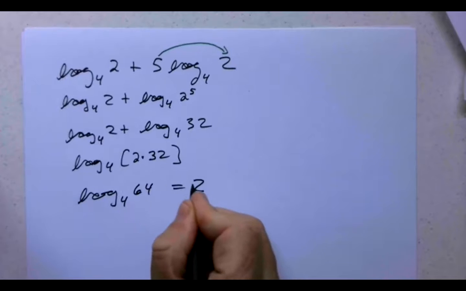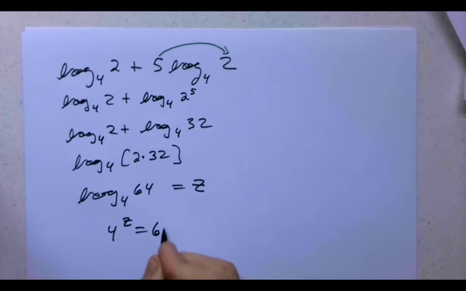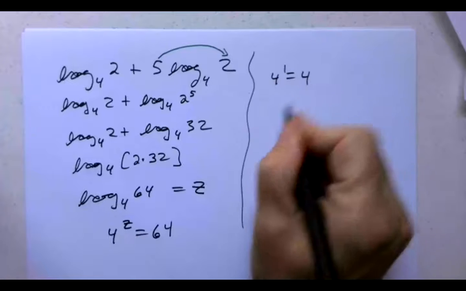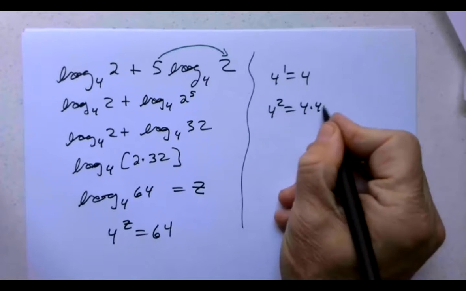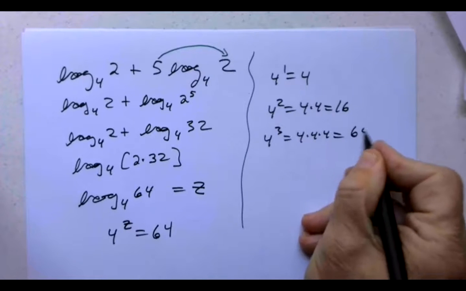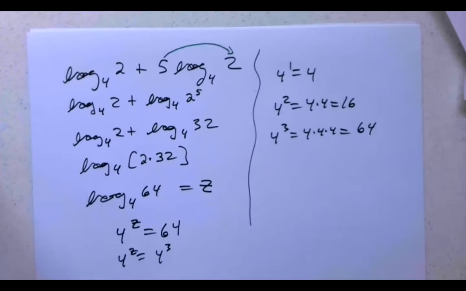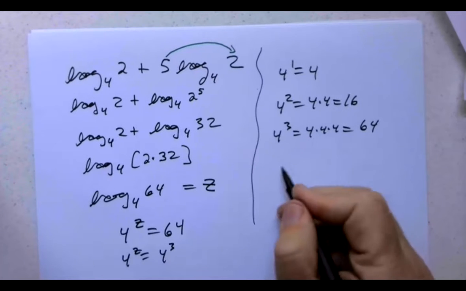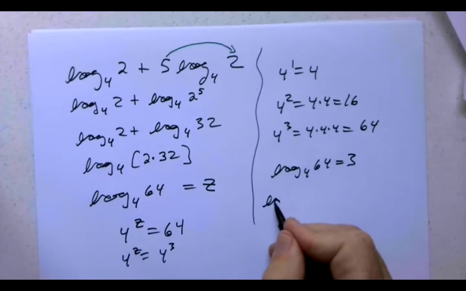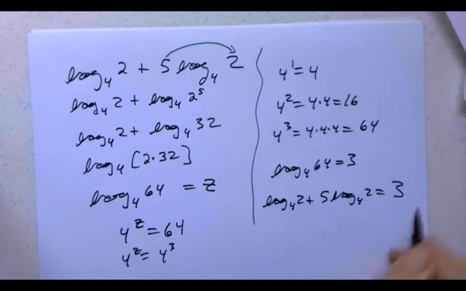I will say that equals z. So I get 4 to the z equals 64. Let us look at our powers of 4. 4 to the 1 is 4. 4 to the 2 is 4 times 4, which is 16. 4 to the 3 is 4 times 4 times 4, which is 64. So I get 4 to the z equals 4 to the 3rd, so z equals 3, which means log base 4 of 64 is 3, which means log base 4 of 2 plus 5 times log base 4 of 2 also equals 3.